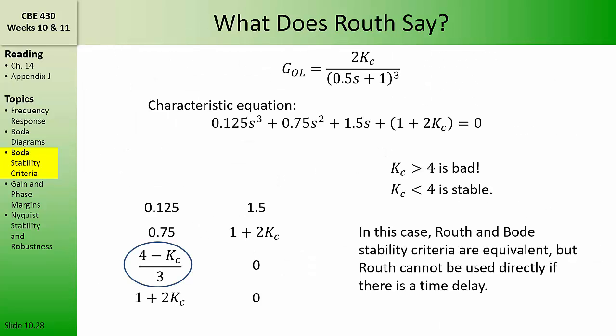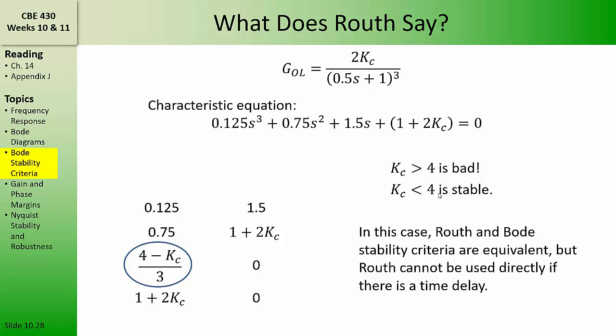For the same open loop transfer function, we could write the characteristic equation and use the Routh array to find the upper stability limit. To do that, we have to multiply out the denominator to find the coefficients of the polynomial. We've entered them here into the first two rows of the Routh array, and we can see based on the last two elements in the first column of the Routh array that in order for this system to be stable, Kc must be less than 4 to ensure that this value in the Routh array is positive. Kc must also be greater than minus 1/2 in order for this process to be stable. The upper bound is the same upper bound that we found using the Bode stability criterion.